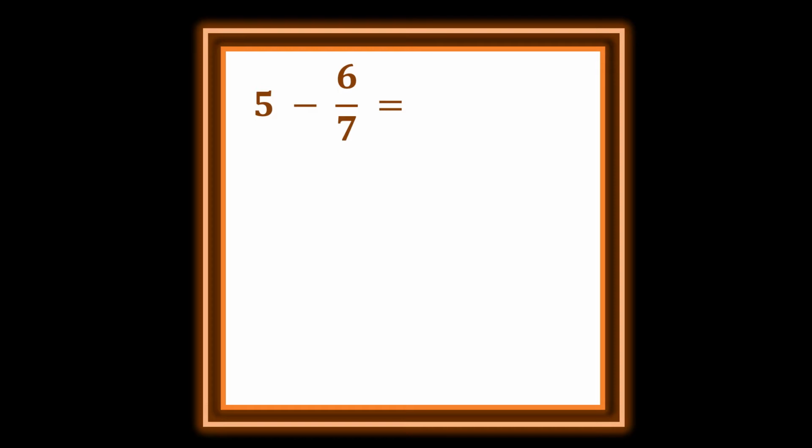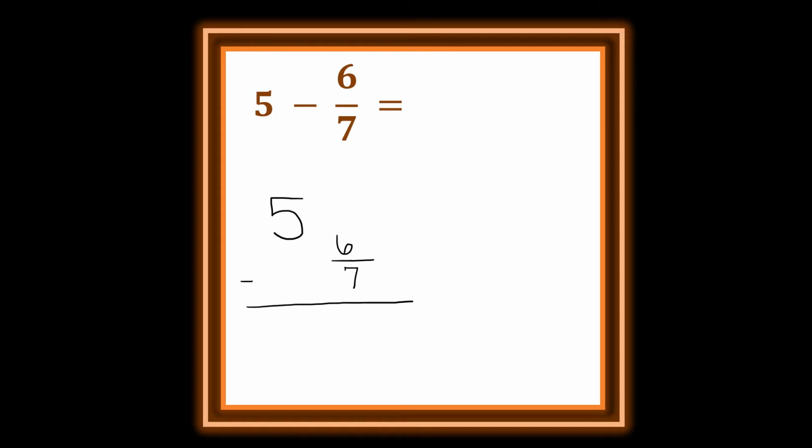When we set up a subtraction problem with a whole number and fraction, we keep the whole numbers to the left and the fractions to the right. So when I write this problem, I'm going to write 5 take away 6/7. So I have whole numbers on the left and fractions on the right.